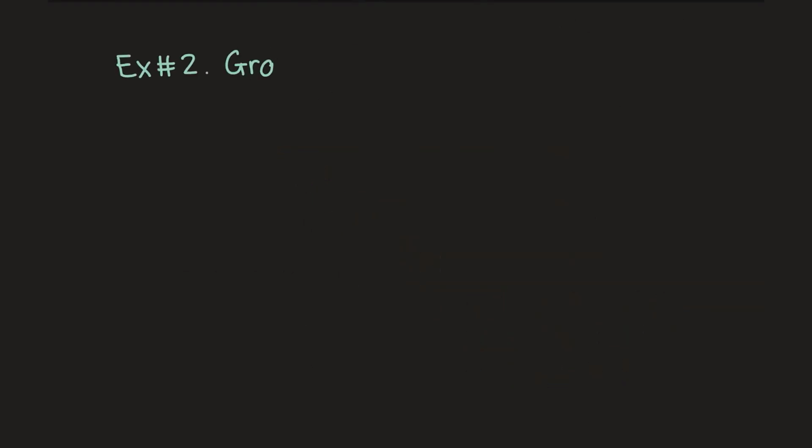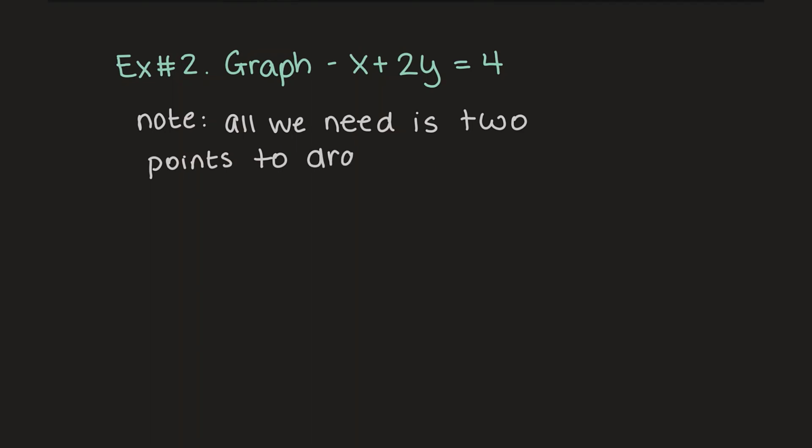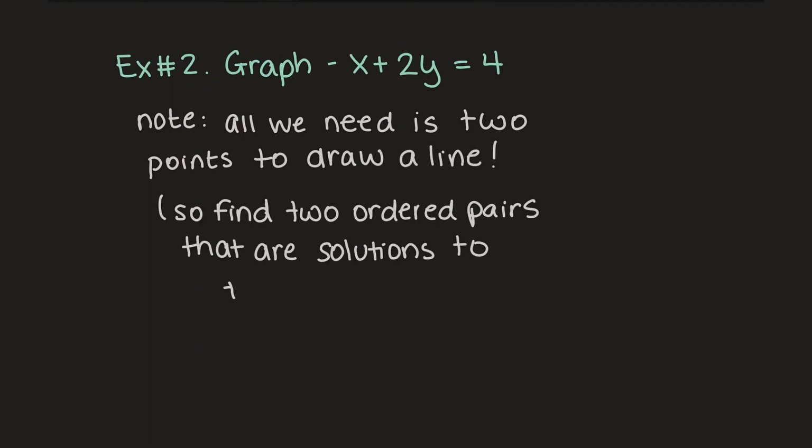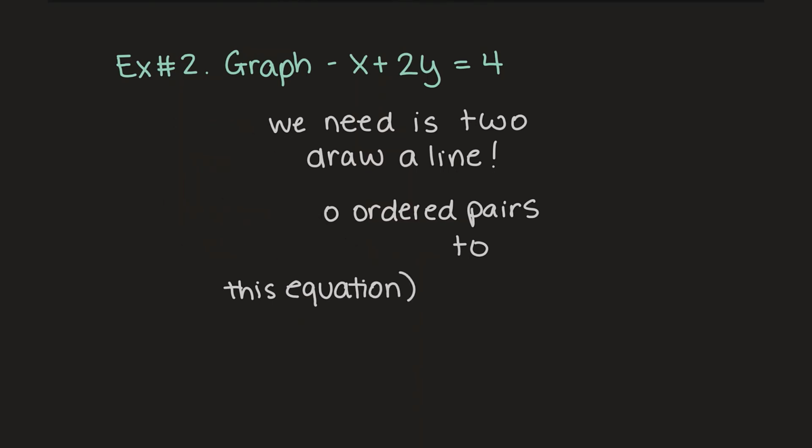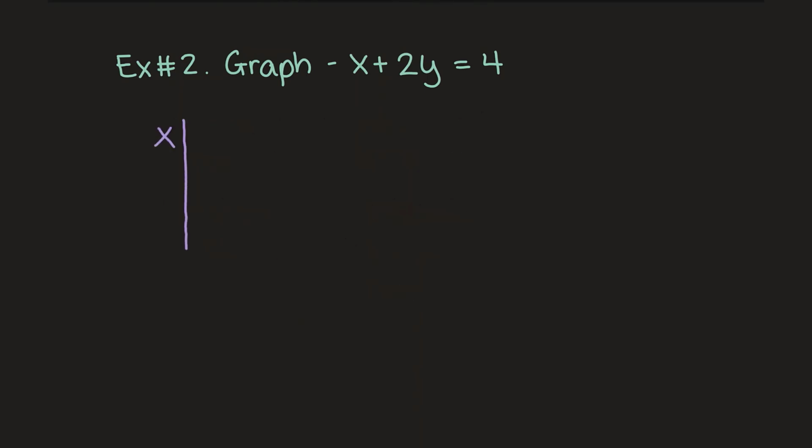Let's do another example. So to graph this equation, all we need is 2 points to draw a line. So we need to find 2 ordered pairs that are solutions to this equation. Let's organize our ordered pairs with a table. Start with picking any value for whichever variable you'd like. Maybe we can choose 0 for x and then solve for y. Then for the next ordered pair, maybe we can choose 1 for y and then solve for x.